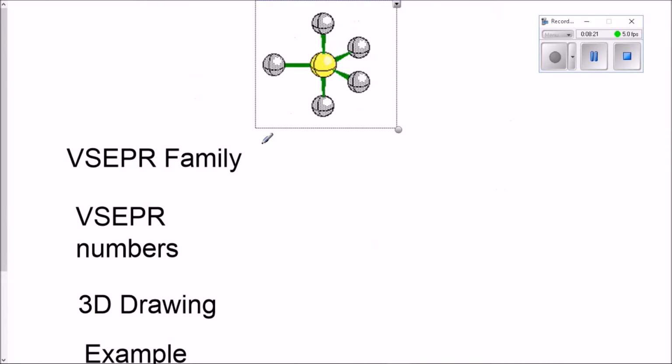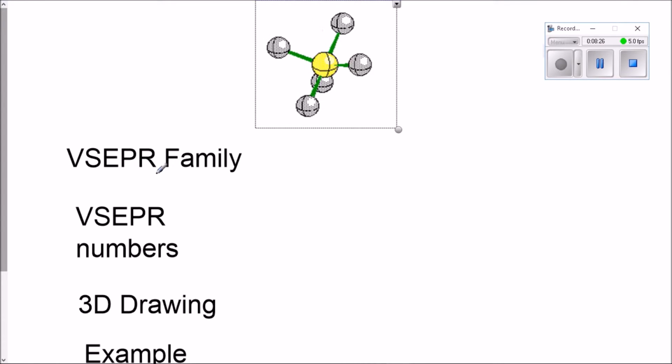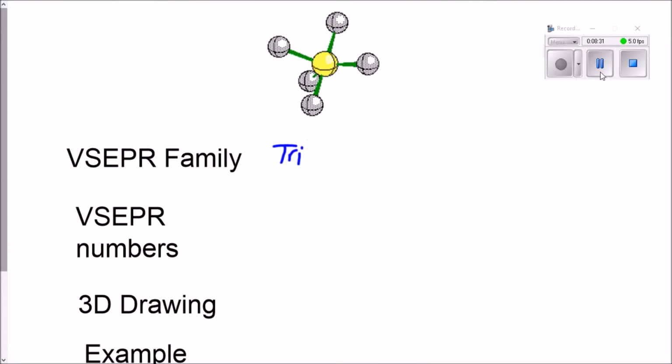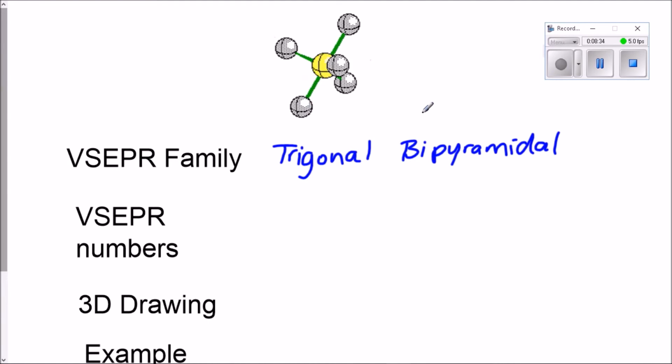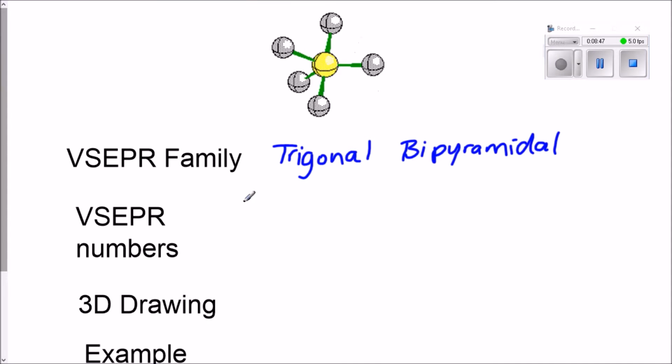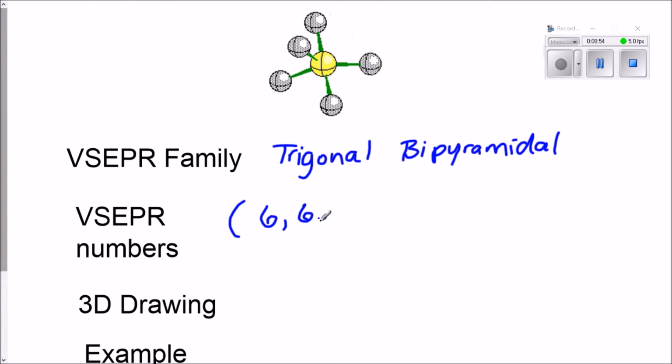The trigonal bipyramidal shape is the next shape, which really looks like it has 2 triangle-based pyramids, one on top of each other. The numbers for this will be 6 bonded. There are no lone pairs in our example above here. So the numbers that we would have for this are 6 total pairs of electrons, 6 bonds, and 0 lone pairs on the central yellow atom.